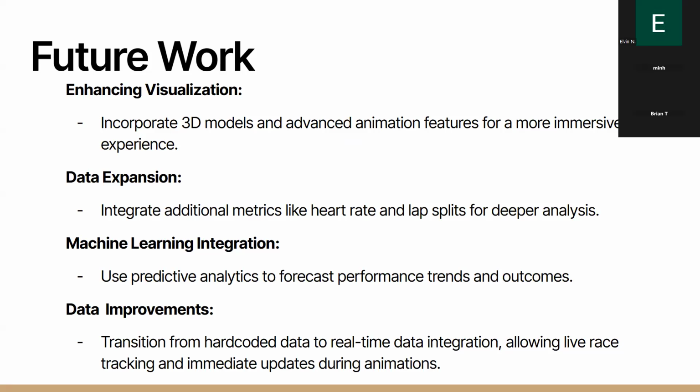Looking at the future, we hope to incorporate 3D models and advanced animation features for a more immersive experience. I know it's pretty difficult to get a gauge of the race when it's on a 2D plane, so we really hope that maybe implementing a 3D model might help get a better insight about our project and about the race in general. We also hope to integrate additional metrics such as heart rate and lap splits for deeper analysis and use predictive measurements to forecast performance trends and outcomes in the integration of machine learning. And lastly, transition from hard-coded data to real-time data integration, which allows live race tracking and immediate updates during animation.